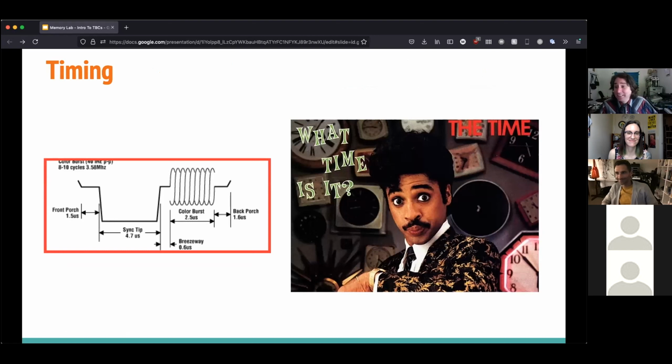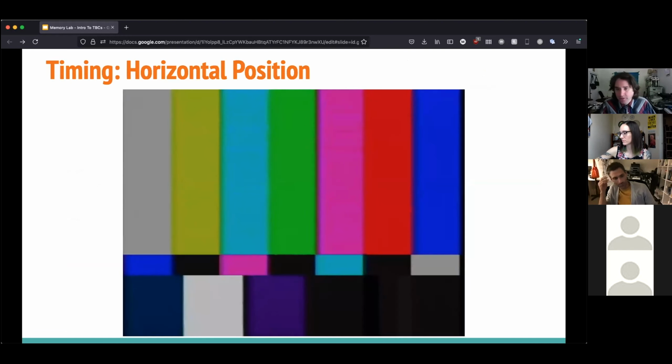Okay, so that's setting levels. I'm going to take a second to talk about timing. There are timing adjustments that can be made on proc amps as well. As we mentioned, video is a time-based media, and there's all this timing built into the anatomy of the video signal, the sync tip and the color burst.